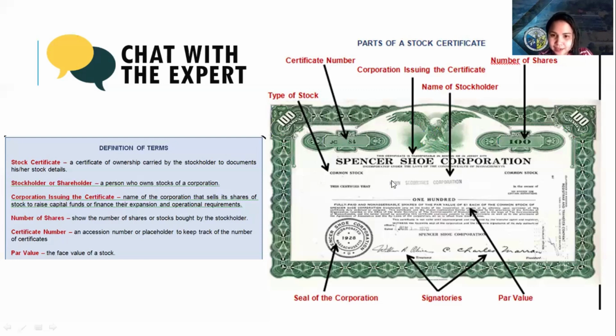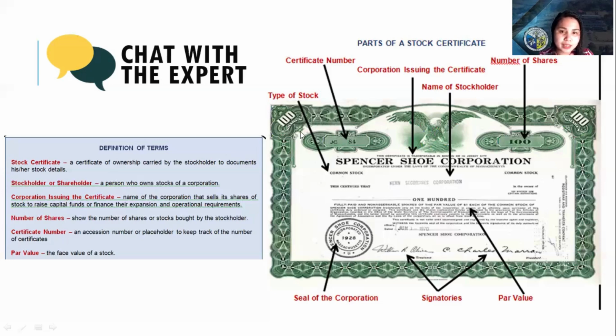Next is here, the name of the stockholder. So if I will invest, it will place there Lil Gem Pandara. Next, the number of shares. How many shares did I buy? This will be 100. Then the par value. How much is the amount per share? Example, $1 each. The next is the signatories. Who signs your certificate to say that it's legit? So we have the signatories. And you also have the seal of the corporation.